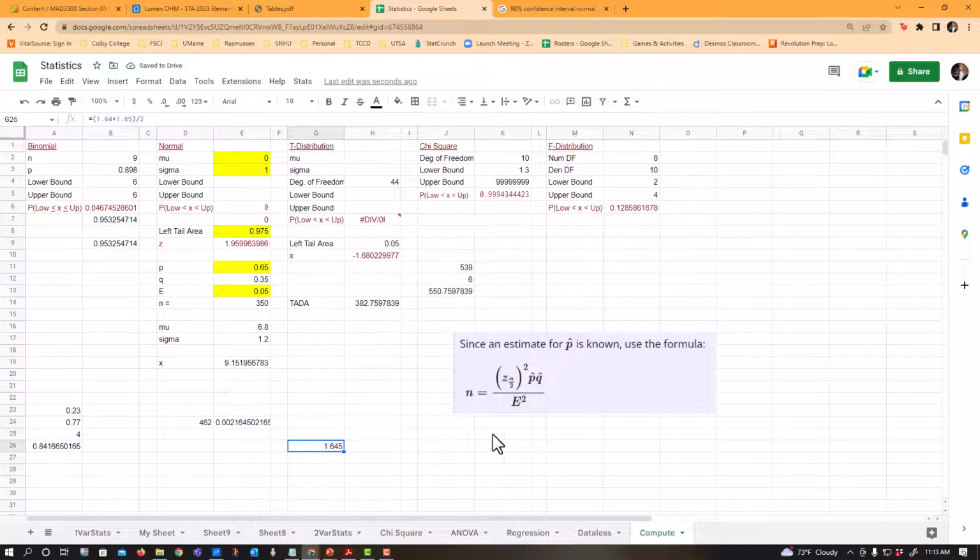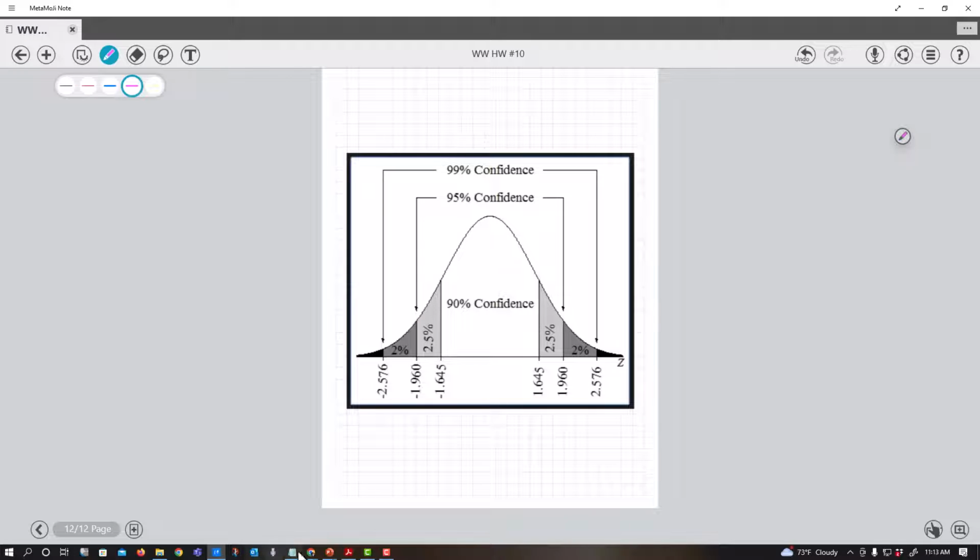But once again, if you are actually using Google Sheets, what would you type in? Well, I think I went too far. For 90%, I think I'm going to need this area down here. So again, how do I do it? The whole thing has to add to 100%. So there's 10% missing, right? There's only 90% here. So that means 5% is down here and 5% is up here.